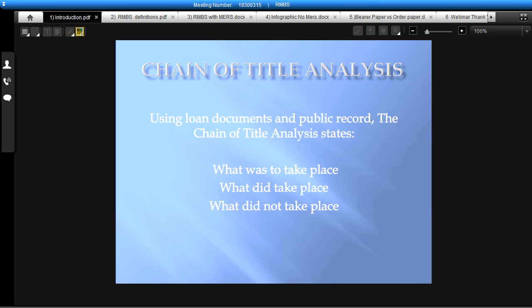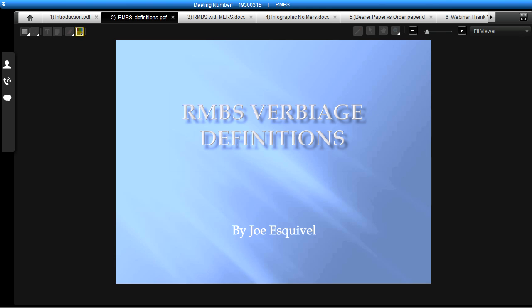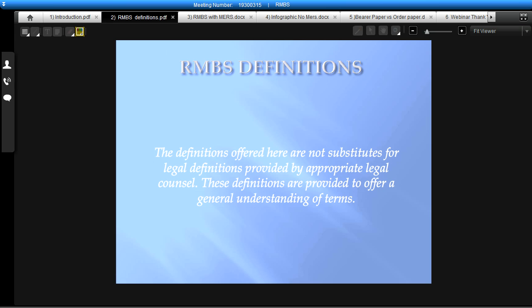So now let's get into some of the definitions. Okay, so these definitions. One, the definitions offered here are not substitutes for legal definitions provided by appropriate legal counsel. These definitions are provided to offer a general understanding of terms. Again, everybody learns different and they understand different. So these are definitions which I believe will help you understand what we're talking about.